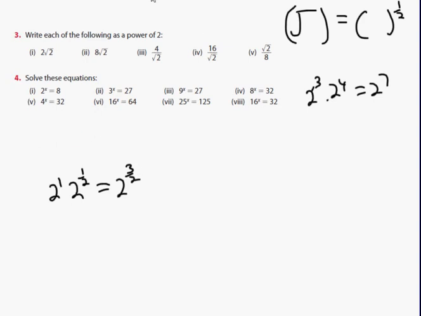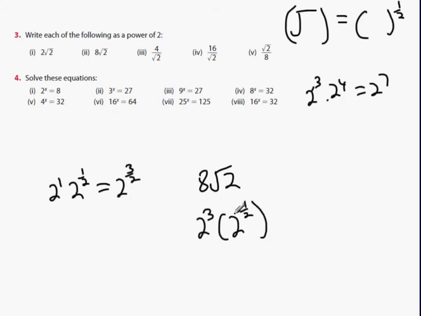Okay, next one is 8 root 2. What's 8 in terms of 2? How many 2's do you need to multiply by each other to get 8? 2 multiplied by 2 is 4. Multiplied by another 2 is 8. 8 is 2 to the power of 3. What's root 2? 2 to the power of a half.